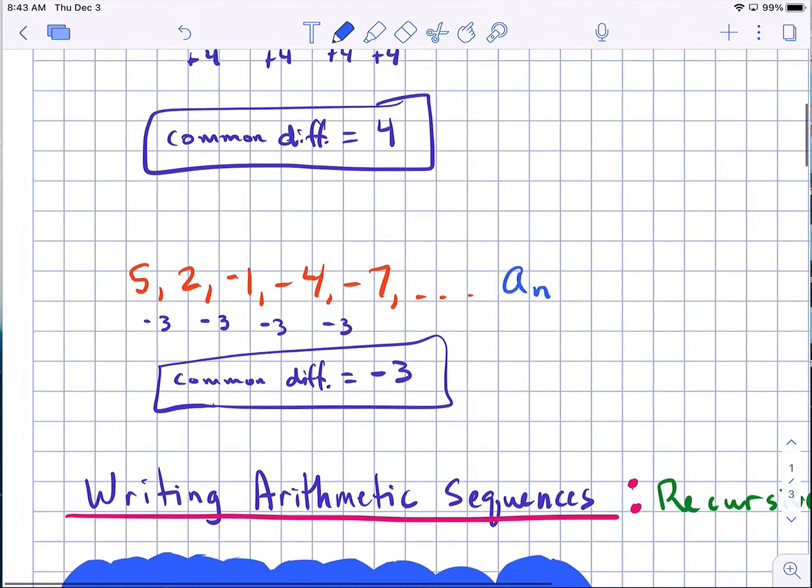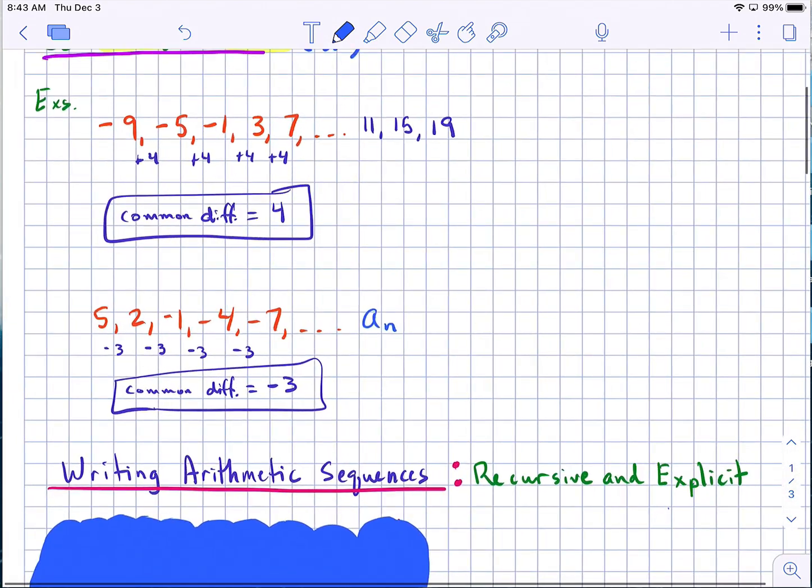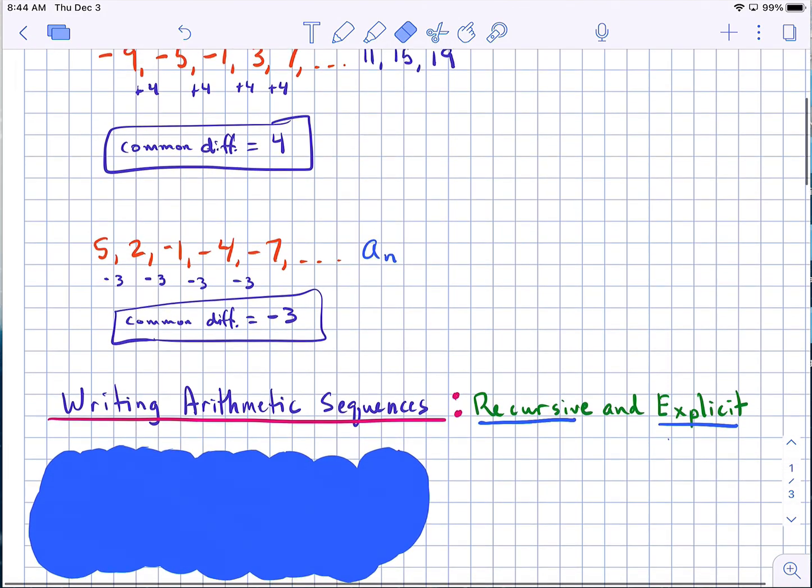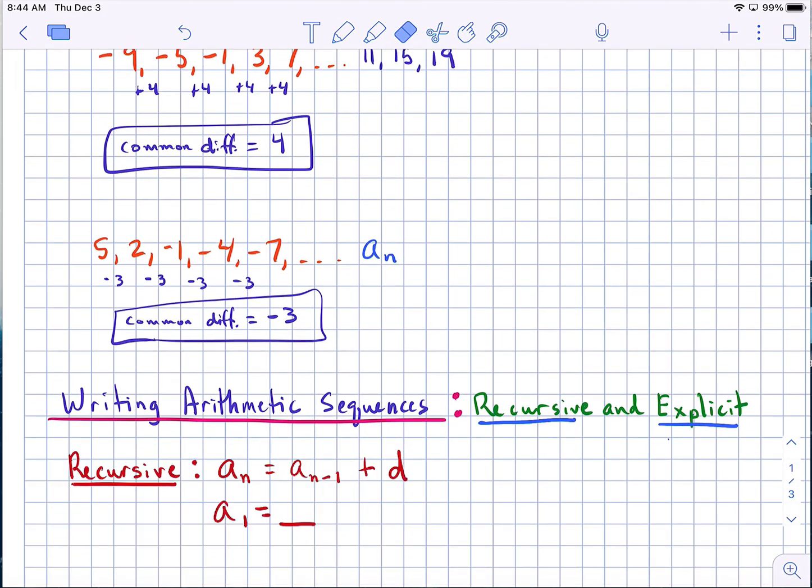So let's jump into writing arithmetic sequences, and we have two ways to do this. These two ways are called recursive and explicit. There's a recursive way to write it and an explicit way to write it. We're going to talk about recursive first. Recursive works better just to find the next term as we go. I'll be honest with you, out of the two ways, I like the other one better, and you'll see why once we get there. But recursive is if I want to find the next several terms of the sequence in a row, and here's the equation. This equation is both of these parts.